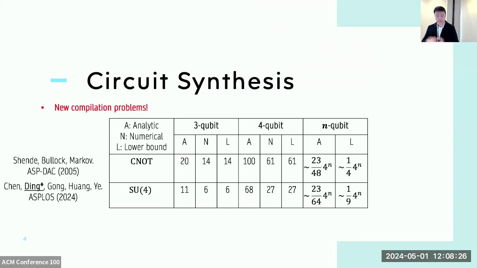So we want to use these SU(4) gates now for circuit synthesis. This actually inspires new compilation problems. So for example, we know that there's a lot of work in synthesizing 3-qubit, 4-qubit, n-qubit unitary gates using CNOT. And here, A is for analytic, so you can prove that 20 CNOTs is enough to get an arbitrary 3-qubit gate. N is numerical, so you can show that with 14 CNOTs, you can do some numerical optimization over single qubit gates, and you can make the infidelity very low, like 10 to the minus 10 or 14. L is a lower bound. You can do some dimension counting and prove that for 3-qubit gates, you need at least 14 CNOTs to compile. And similarly for 4-qubit gates and for n-qubit gates.